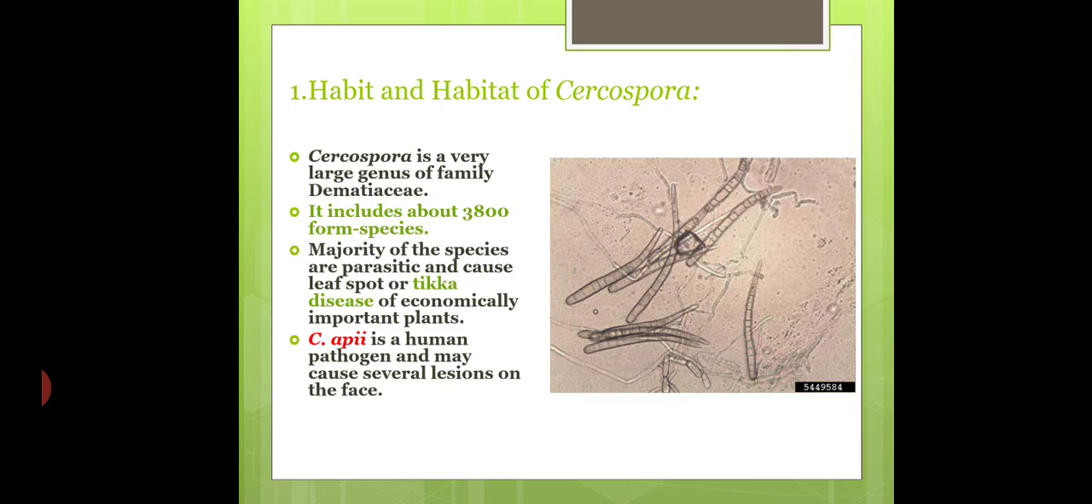So, Cercospora is a very large genus of the family Dematiaceae, and it includes nearly 3,800 species, and most of the species are pathogenic parasites on a wide variety of plants such as some crop plants including groundnut, then economically important cotton, then beet, sugar beet, lettuce, then tobacco, pulses, rice, banana, like that, many crop plants and wild plants also.